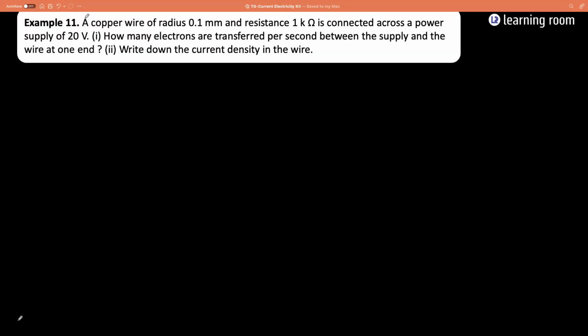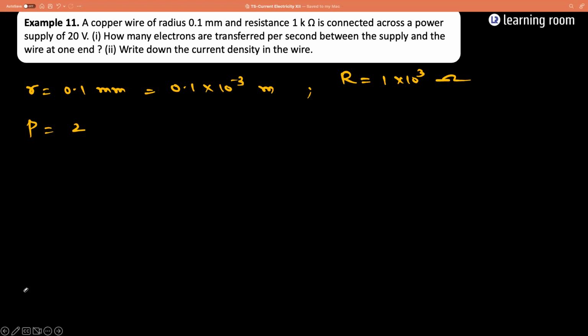Next. There is a copper wire of radius 0.1 millimeter, which is 0.1 into 10 power minus 3 meter, and resistance of 1 kilo ohm, 1 into 10 power 3 ohm, connected across a power supply of 20 volt. V is equal to 20 volt. How many electrons are transferred per second between the supply and the wire at one end?